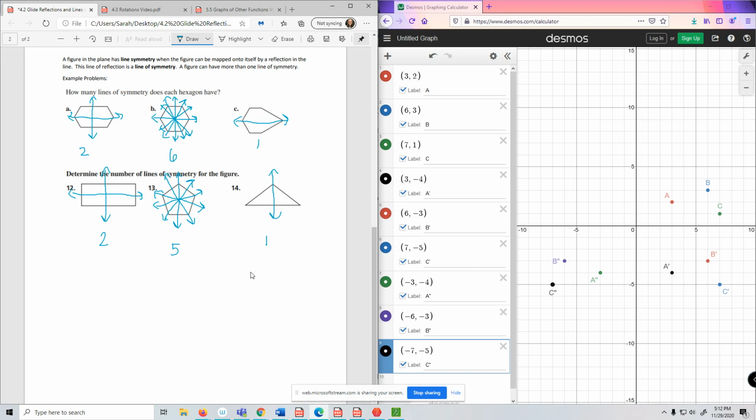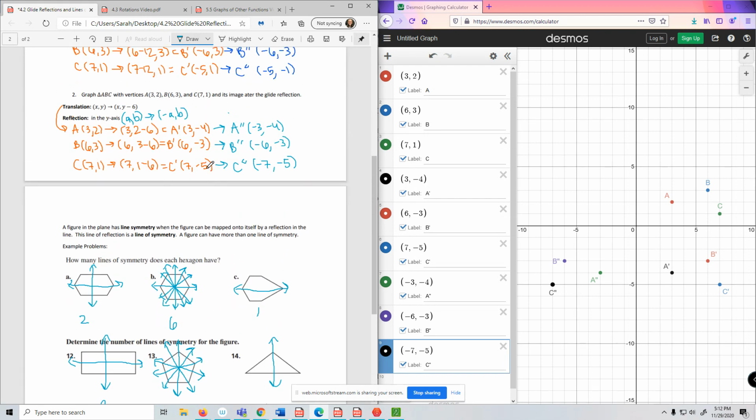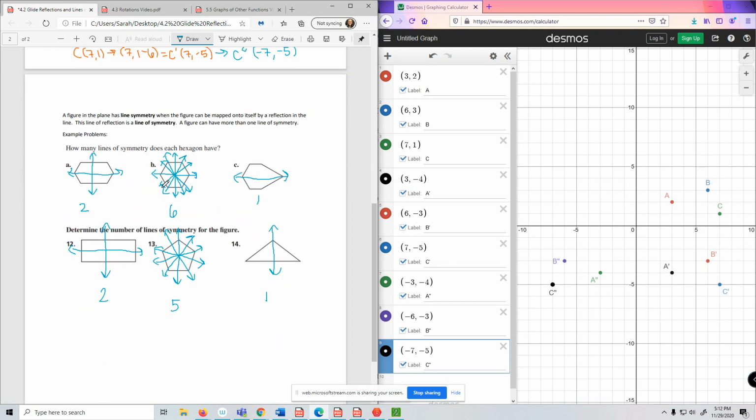That is it for today for glide reflections. Remember, glide reflection is a combination of a translation and a reflection. We can do those in Desmos like we've been doing. You'll need to think back to your rules about reflections, which are in your last set of notes. And lines of symmetry are where the image can map onto itself when you reflect within that line.